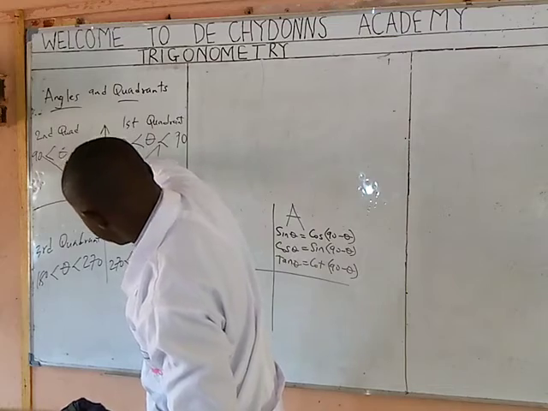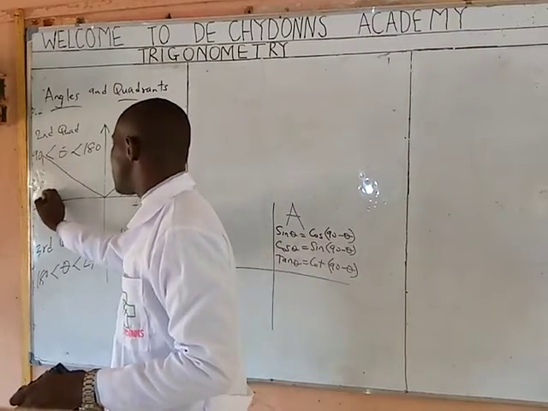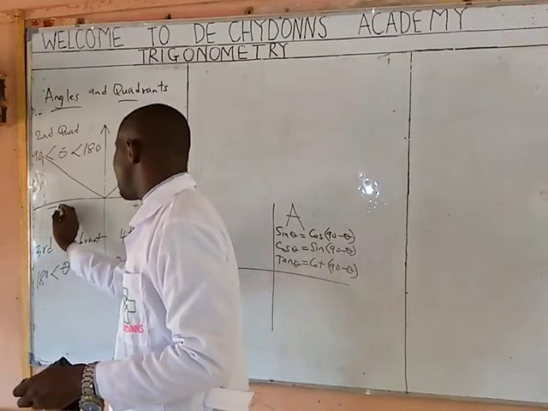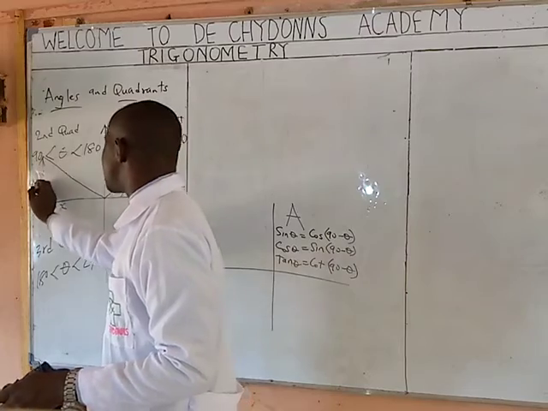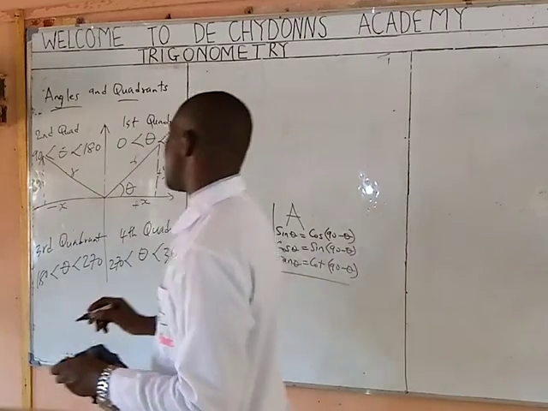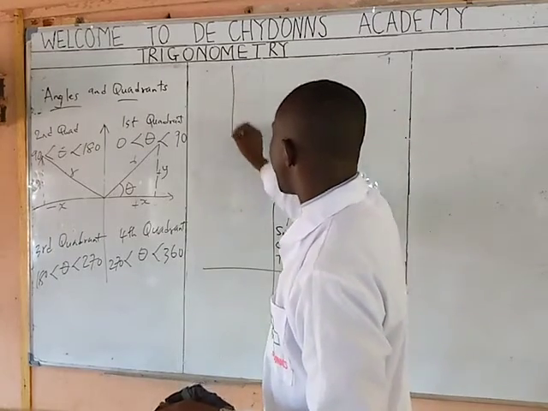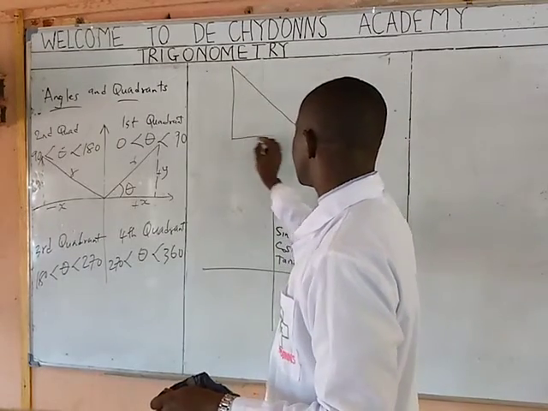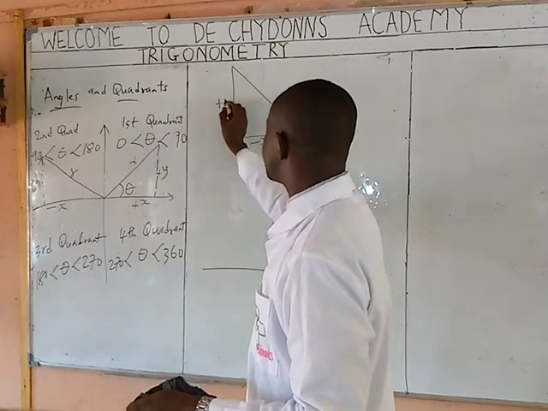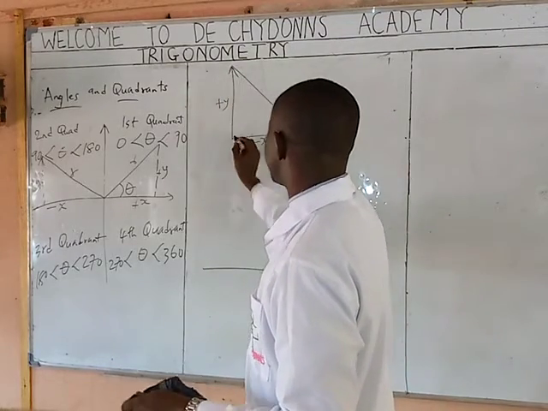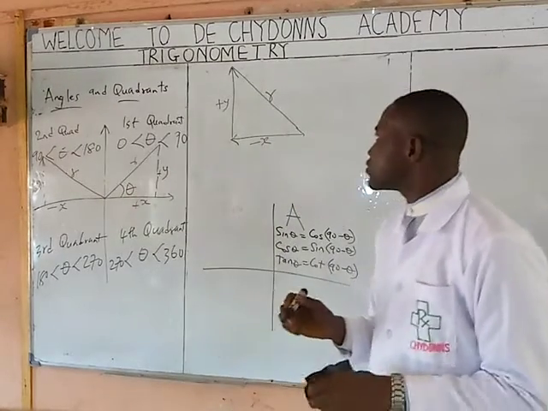A straight line. Then here is negative x, and up is positive y, and here is r. So what we do here is that we sketch it out. Here is negative x, positive y. Then here is our r.